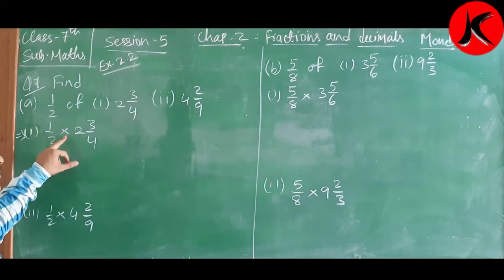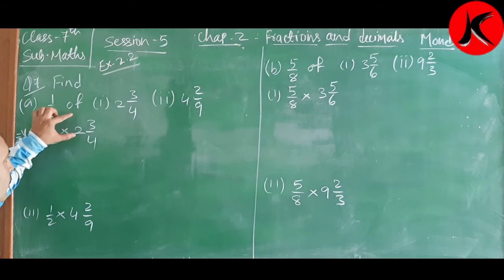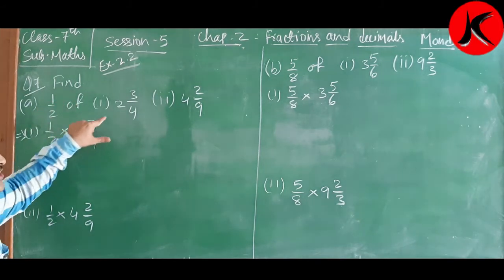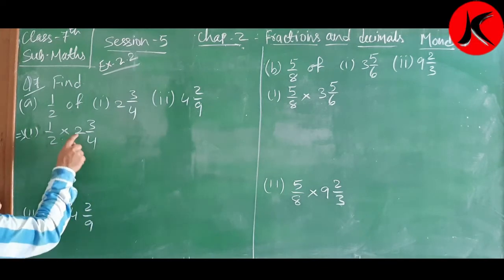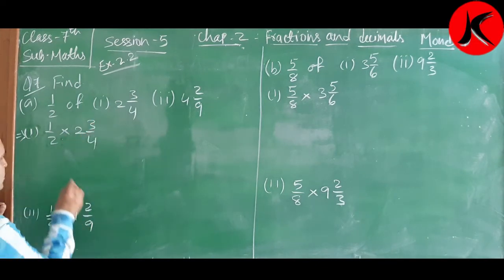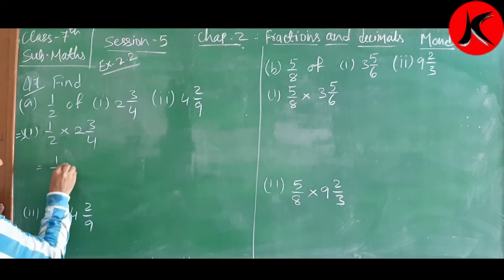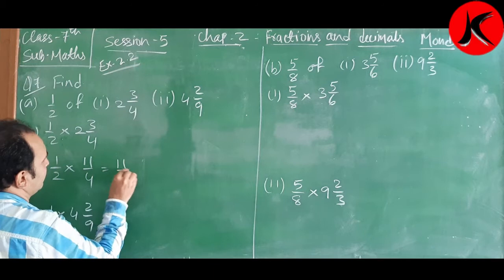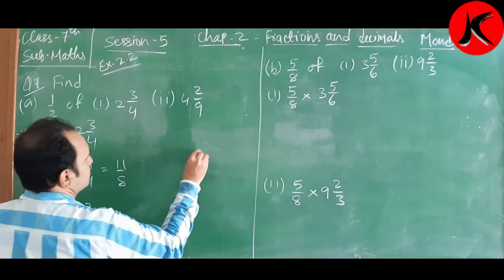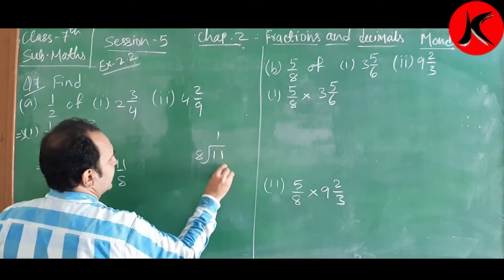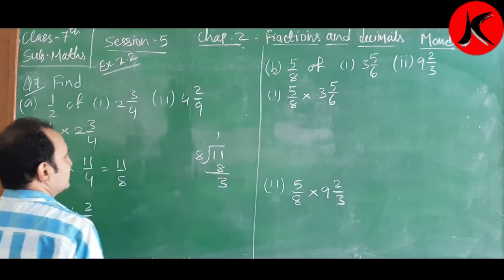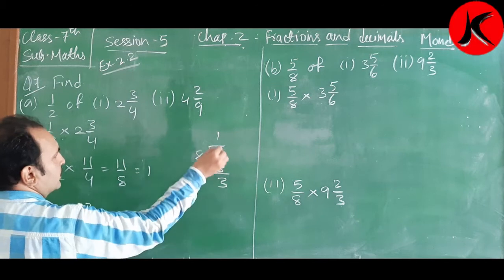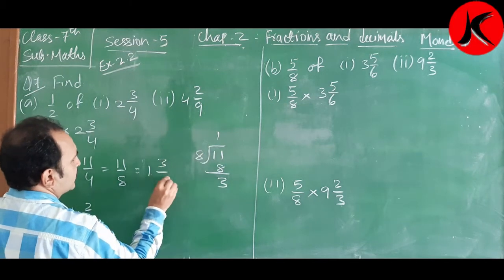1 upon 2 of half means what? Of means what? Multiply. 2 into 3 upon 4. 4 2s are 8 plus 3. What is 8 plus 3, children? 11 upon 4. Let's see, 4 2s are 8. Divide. 4 1s are 4, 4 2s are 8. 11 minus 8 is 3. So the answer is 1 integer, 1 in the middle, 3 goes on top, 3 upon 4.